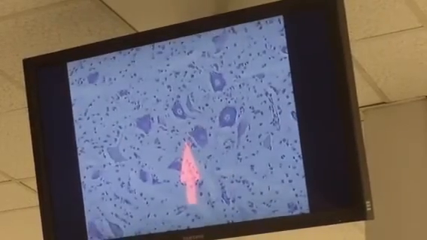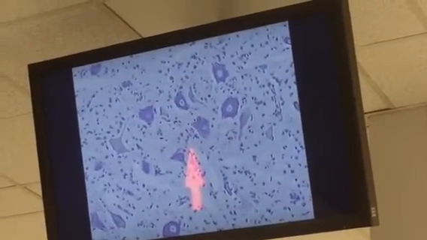So I'm going to start at higher mag by going into the ventral horn and looking at some of these large motor neurons called alpha motor neurons. These are the motor neurons that are going to innervate skeletal muscle. Okay, so see a bunch of them in the field of view at different planes of section.